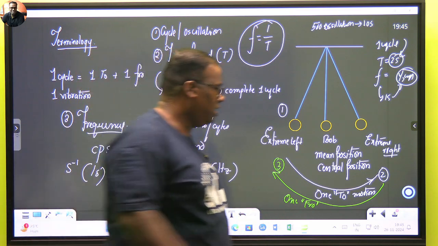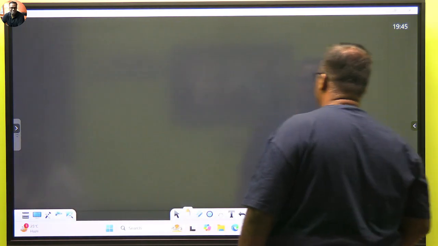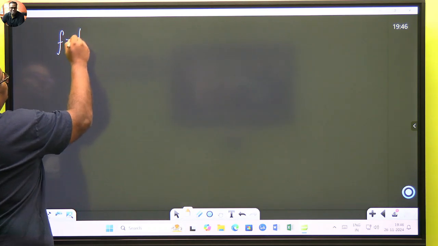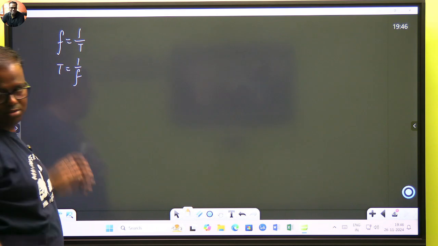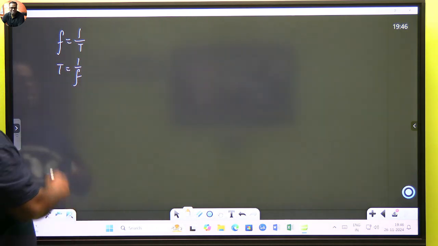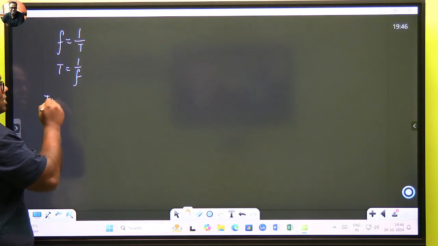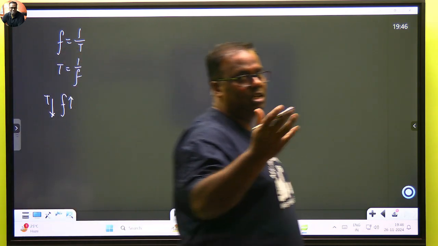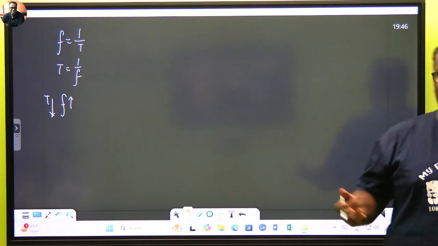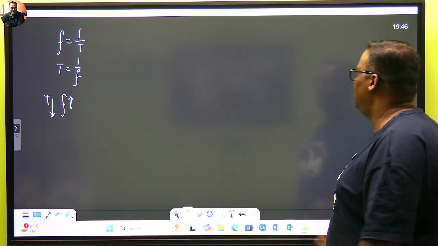Let's take one more. See what I said. Don't get confused. Frequency is 1 upon time period, or time period is 1 upon frequency. What did I say? I said if the time period is less, the frequency should be more. You want to understand it? I will give an example. Where is Dhruv? Look, it will be clear in 1 minute.